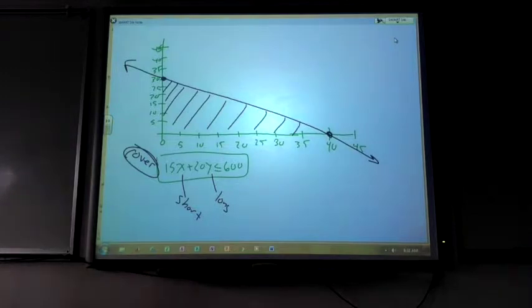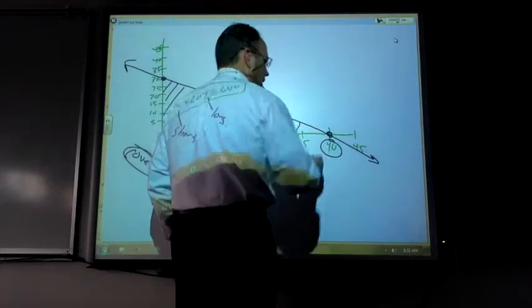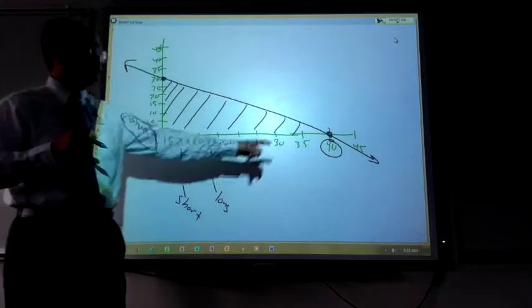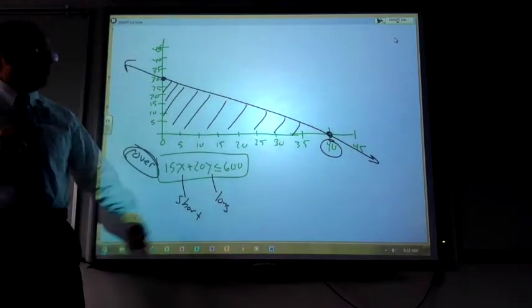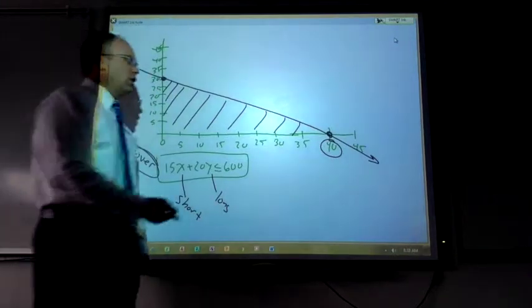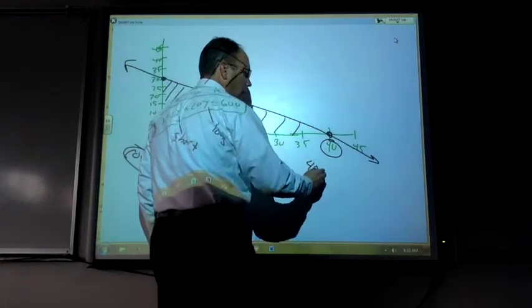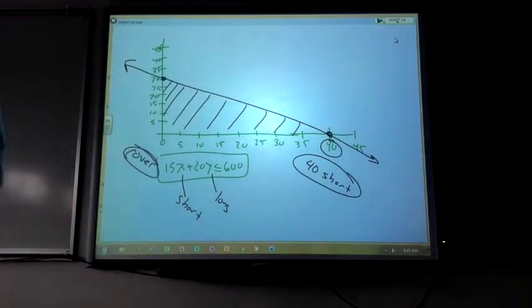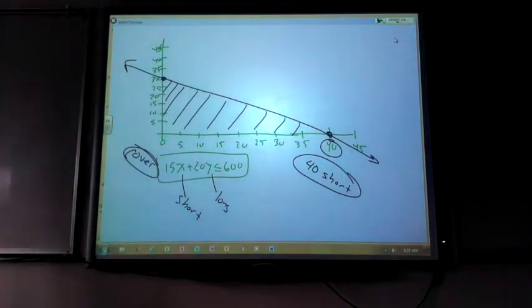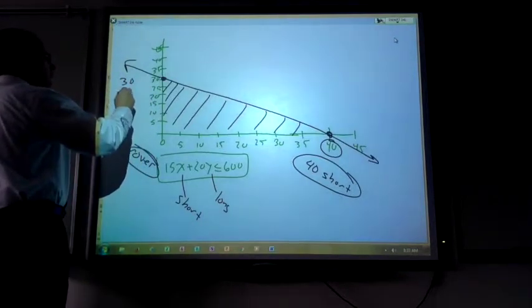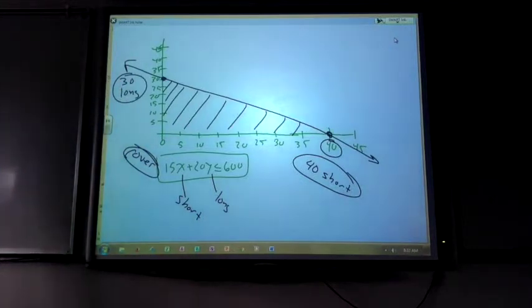Okay? So the next thing says, interpret both the X and the Y intercepts. So the X intercept is 40. So I could do how many 15-second commercials? What does this mean? I could do... So this company should say, I want to do 40 short commercials throughout the day. What does the y-intercept interpret here? About 30 long. So I could do 30 long advertisements through the day.